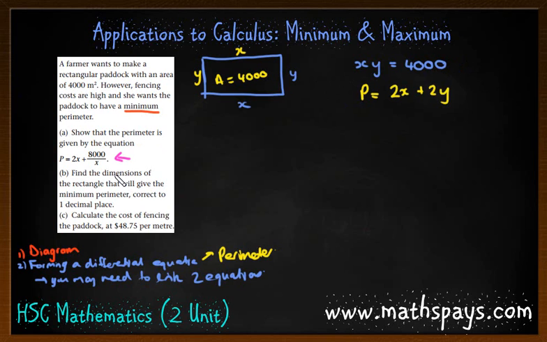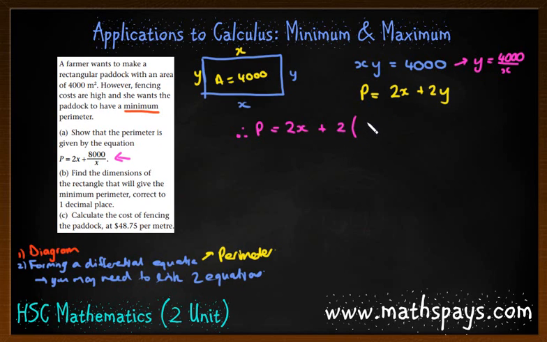So I already know that I don't want to have any y's in there. So what I'm going to do is rearrange this to make y equals 4,000 divided by x. And now I'm going to substitute into that equation.